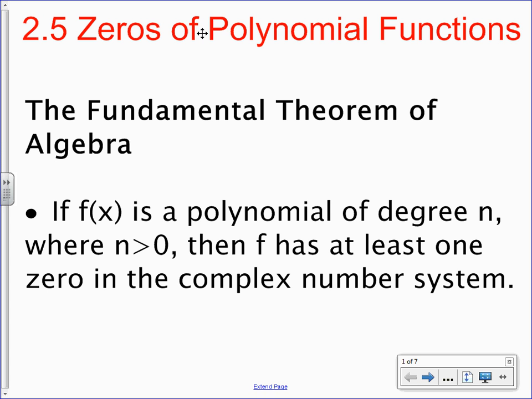Now we know if we have a polynomial of degree n, there should be n zeros, correct? But they all may be the same, right? So that's what this is saying, okay? There's at least one zero, whether it be real or imaginary, okay? That's why it says complex, all right? If we have a third degree polynomial, maybe all three zeros are the same, but we at least have a zero. No matter what, we will find at least one zero, if not more.